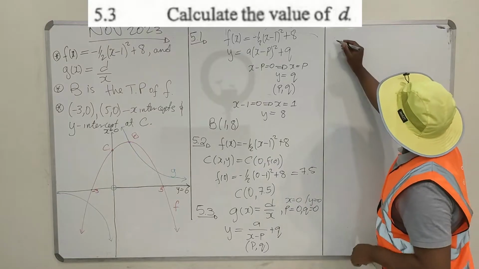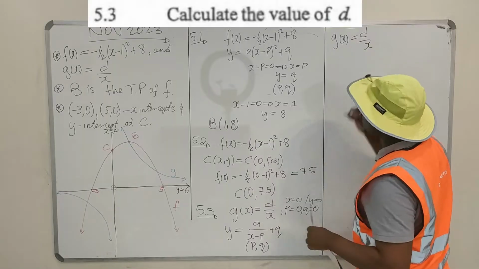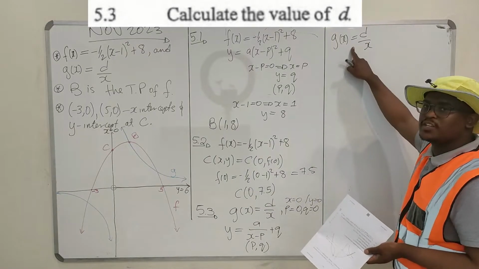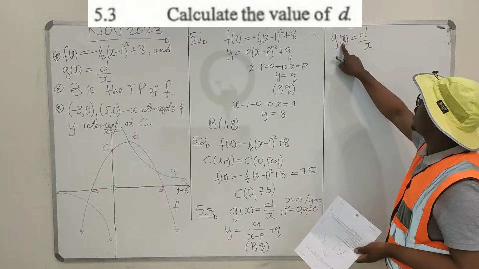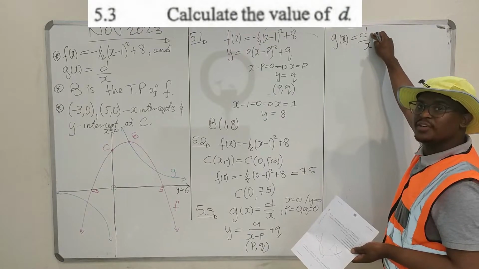So what do you have? We said here g of x is equal to d over x. So we want the value of d. How can you find the value of d? We need at least one point on g, and substitute its y value there and its x value there. Then you can find the value of d.